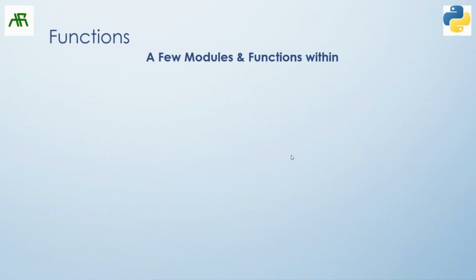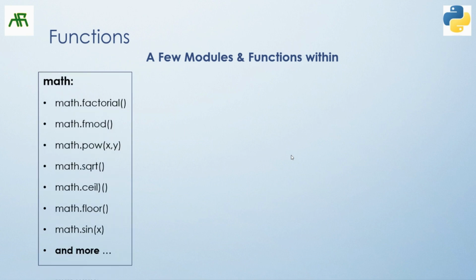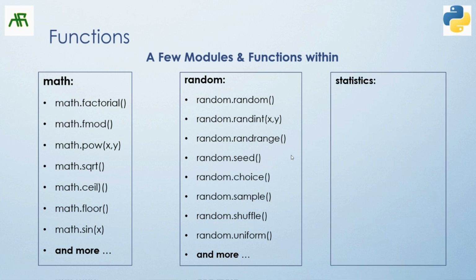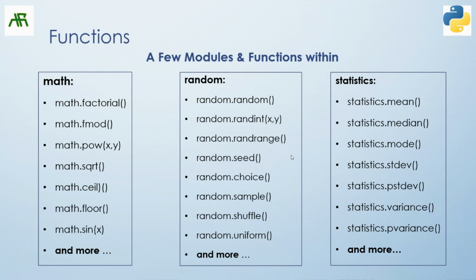We'll see a few modules and some of the functions within those modules. First are the math functions, the math module: factorial, fmod, power, square root, ceiling, and so on. Next is the random module. Random is helpful in creating random numbers, random choices, samples, and so on. And we have the statistics module. Mean, median, mode, standard deviation, and so on are the functions within the statistics module. There are so many other modules, and Python keeps coming up with new modules now and then that help with advanced programming or solving complex real world problems.